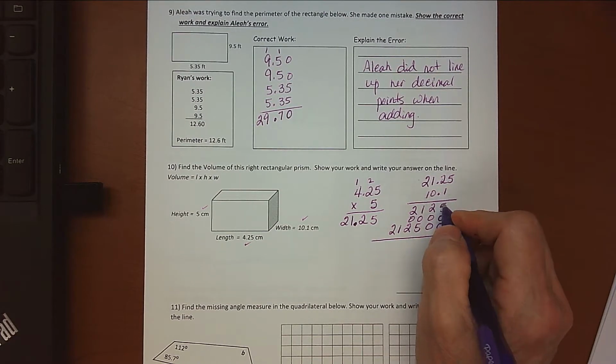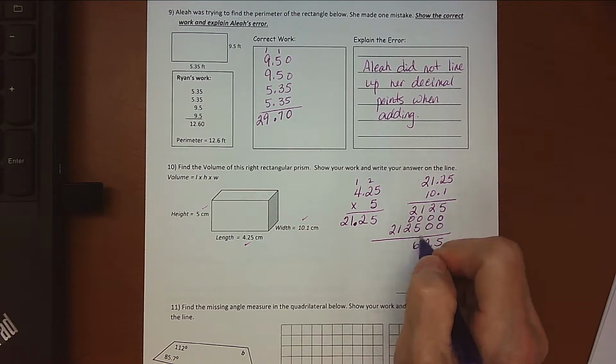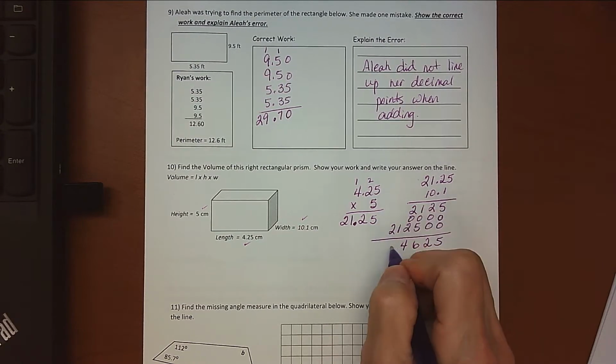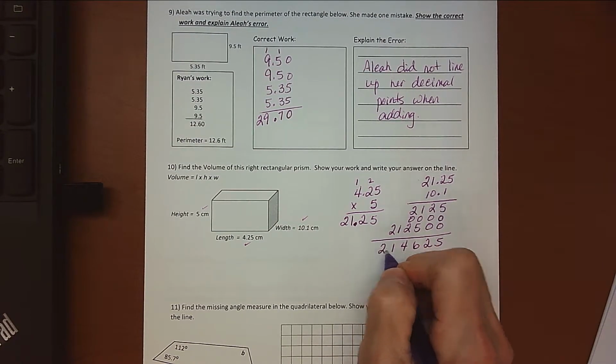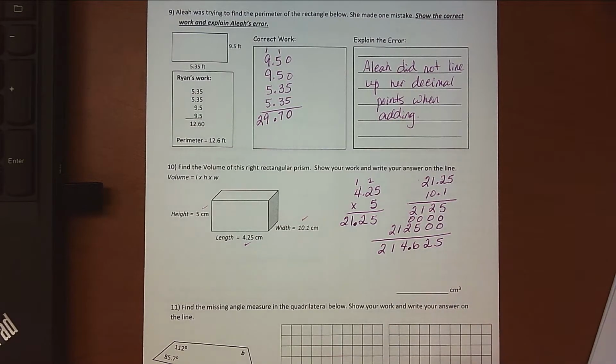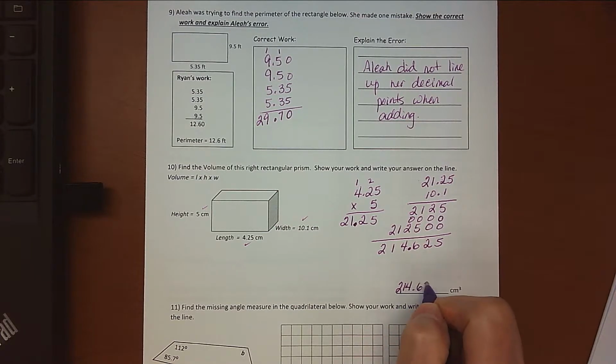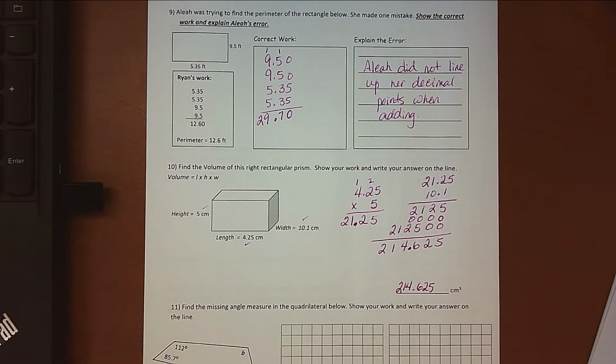All right, add it all up. 5, 2, 6, 4, 1, 2. 1, 2, 3. So my answer for my volume should be 214.625 centimeters cubed.